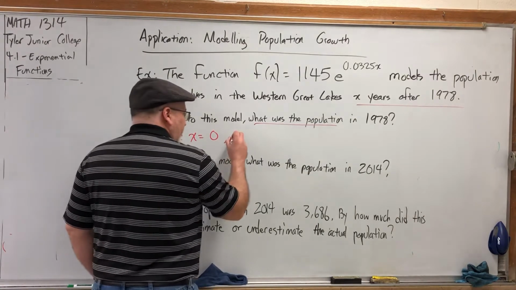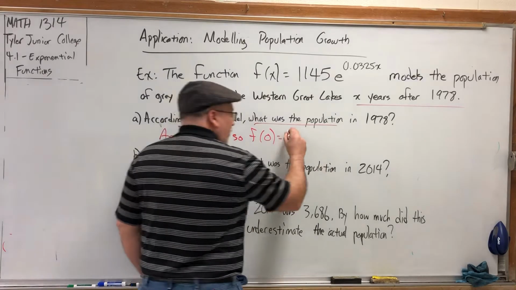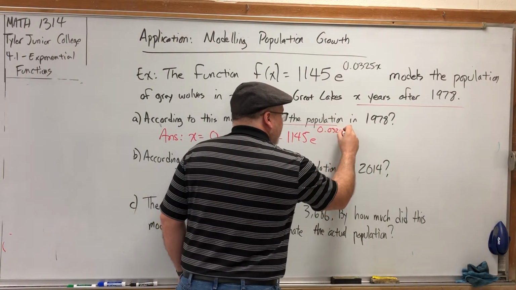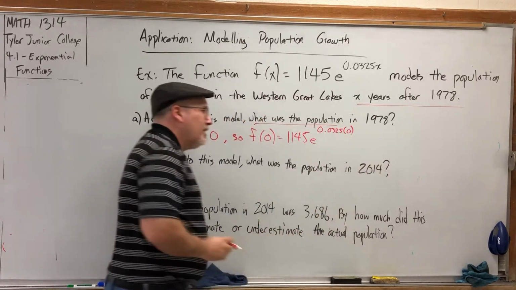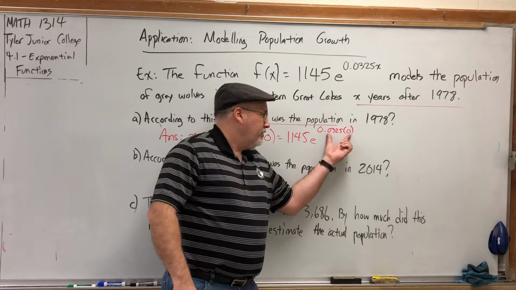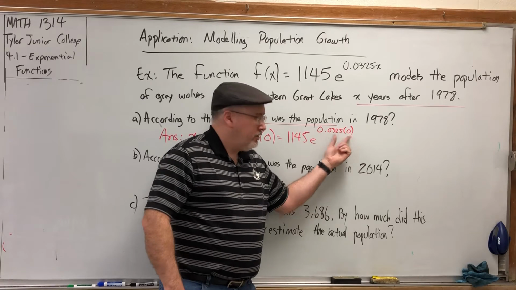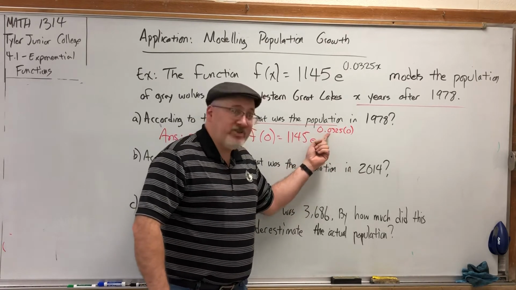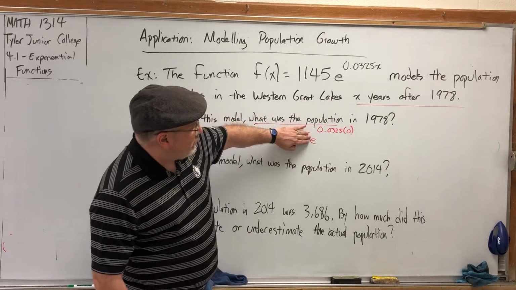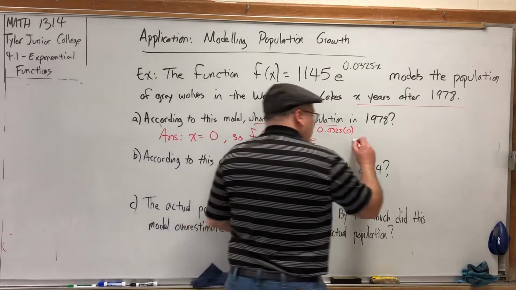So x is equal to 0, and so the population is what we get when we substitute 0: 1,145 e to the 0.0325 times 0 power. I don't need a calculator for this. Neither do you, actually. Multiplication here gives 0. e to the 0 power is the same as anything to the 0 power, 1. So that exponential expression is equal to 1 times 1,145.